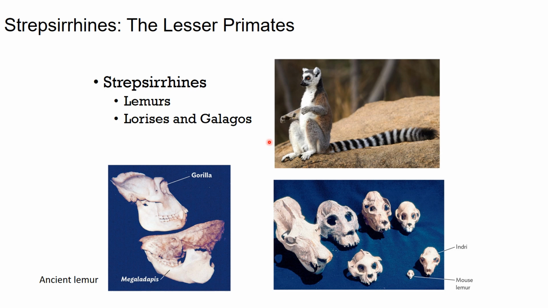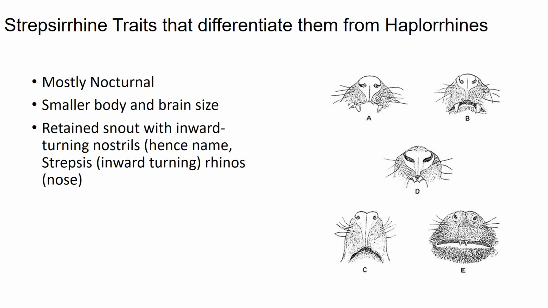Now that wasn't always true. For instance, here's an image of an ancient lemur skull. You can see it's larger than a modern day gorilla skull. So they had been extremely large in the past in some cases, but today we even have examples of a mouse lemur, which is a tiny, tiny, tiny little primate. And most of the really tiny primates that we have fall into this strepsirrhine category. Now they're mostly nocturnal, and their smaller body also means they have smaller brain size.